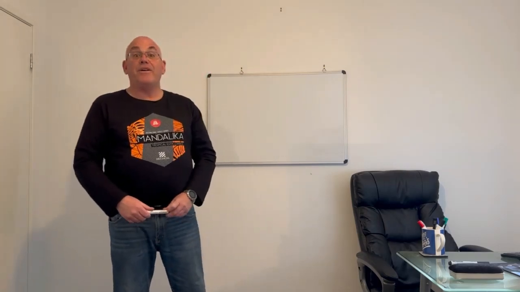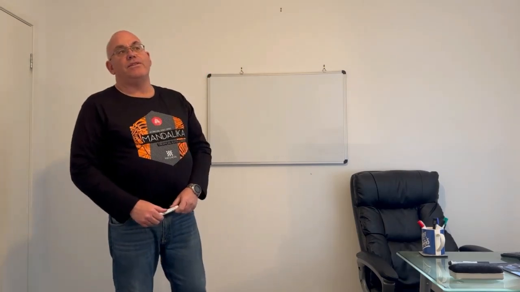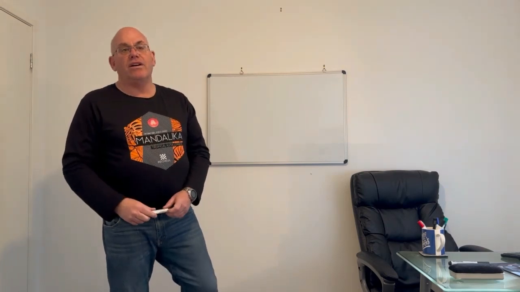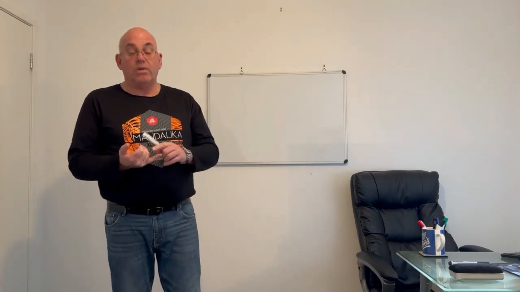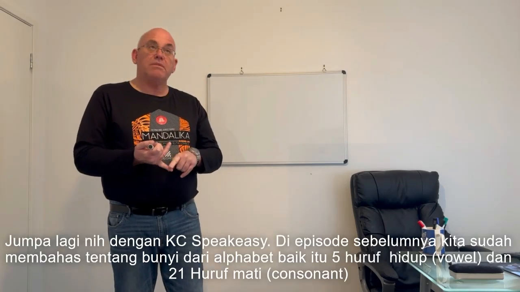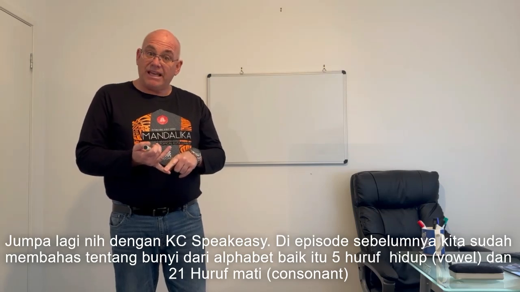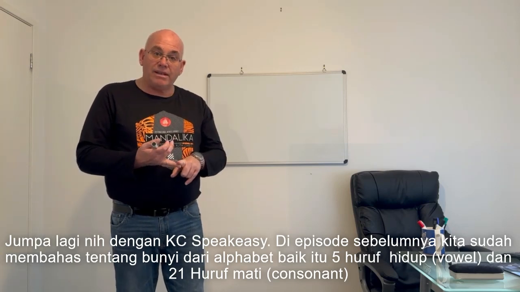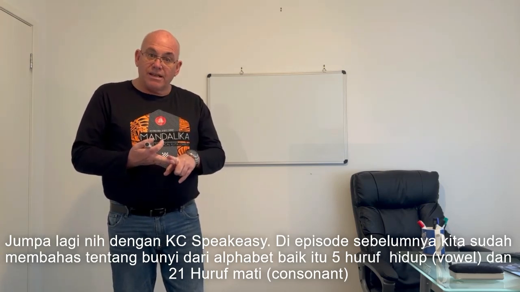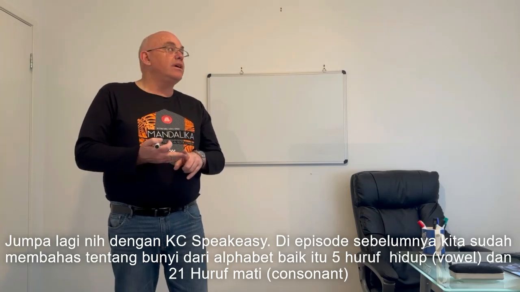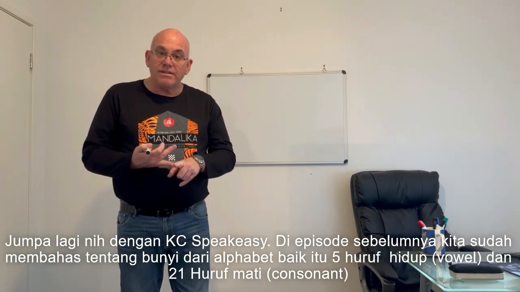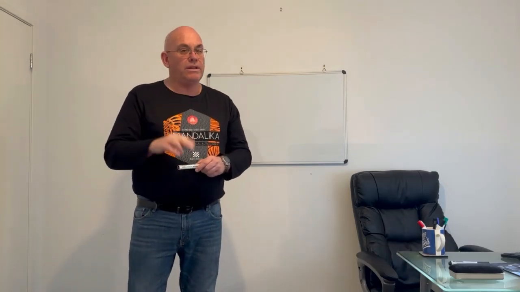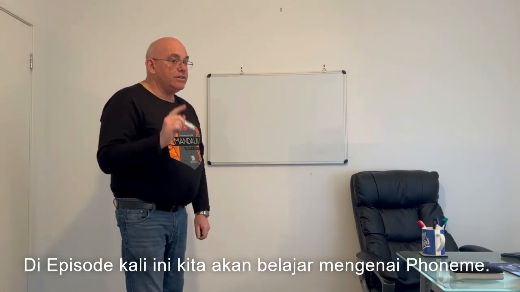Okay, welcome back. Today we're going to talk about two really important features of English. Just to recap, we've already talked about the letters of the alphabet, and the vowels and the consonants, how there are 21 consonants and 5 vowels. So today I want to talk about two really important things in English, and I'll show you the first one.